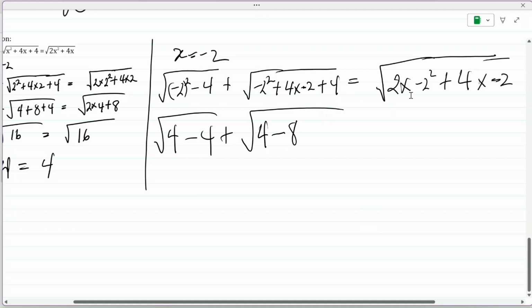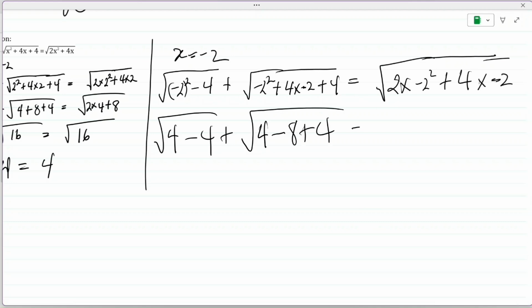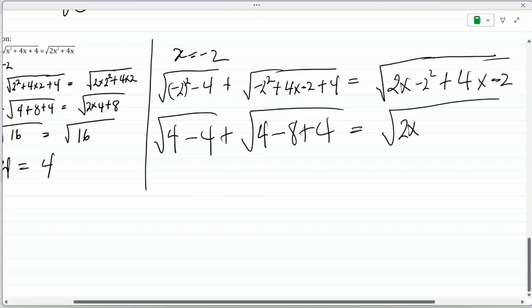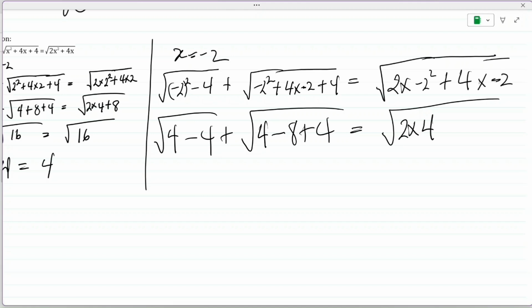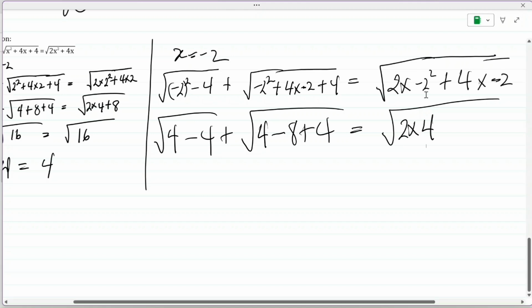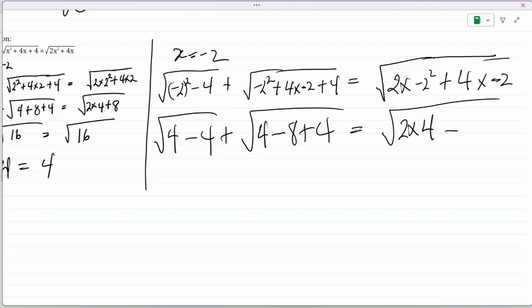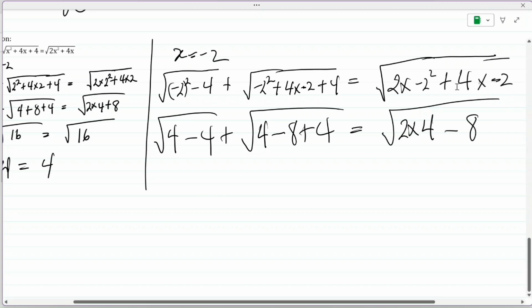Then you still have your plus 4 equals square root of 2 times minus 2 squared is 4 or plus 4. That's minus 2 times minus 2 will give you plus 4. You don't also jump on the sign on this one. You have plus 4 times minus 2. Plus times minus will give you minus. 4 times 2 will give you 8. You have to be very careful here.